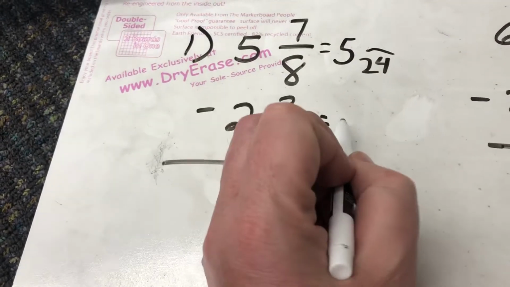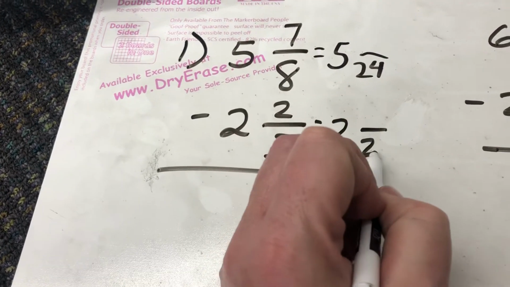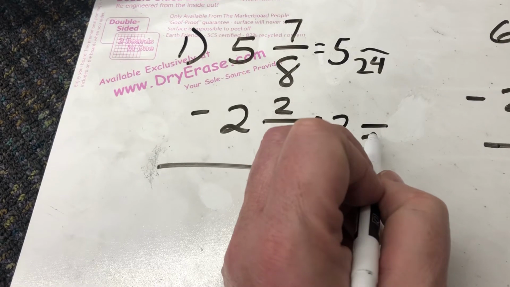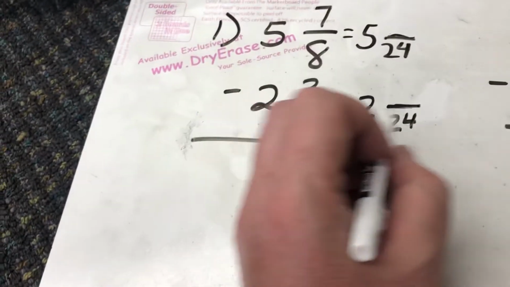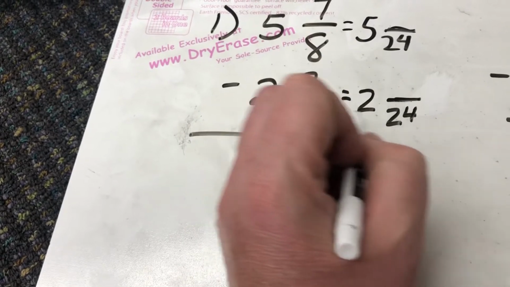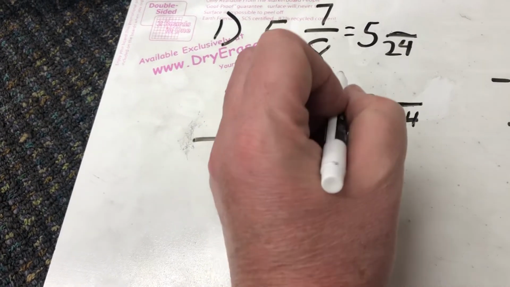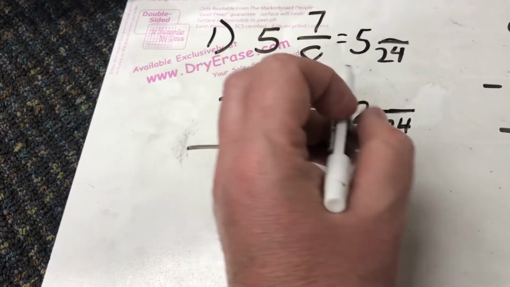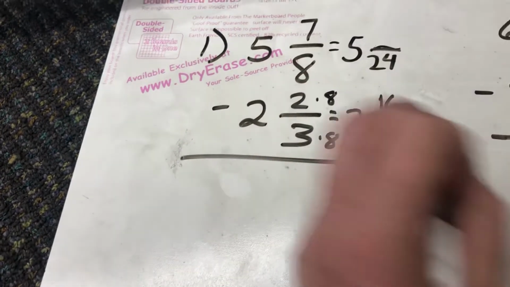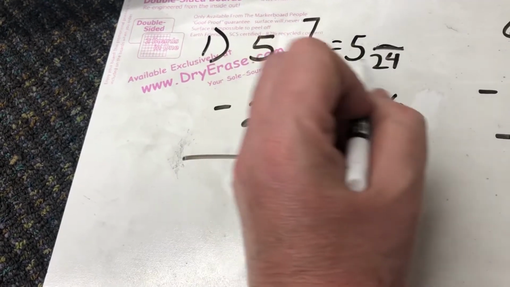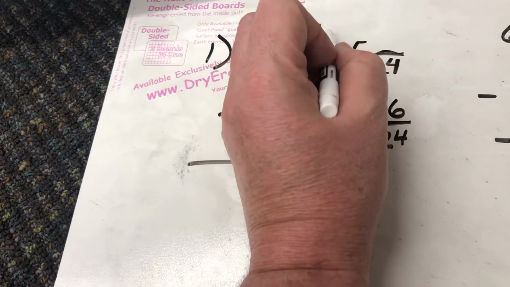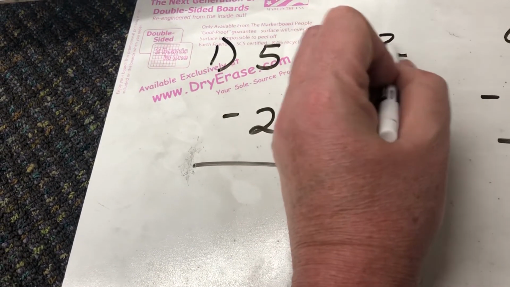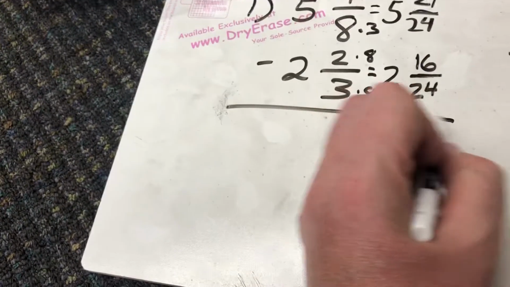This one here is going to become 2 and something over 24. All right. And what did I do to 3 to get 24? Well, I did 3 times 8. So I have to do 2 times 8. 2 times 8 is 16. What did I do to 8 to get 24? Well, I multiplied it by 3 because 8 times 3 is 24. So I'm going to do 7 times 3, and that's 21.